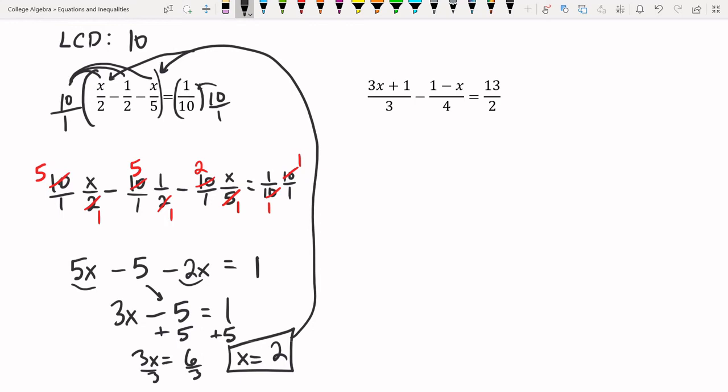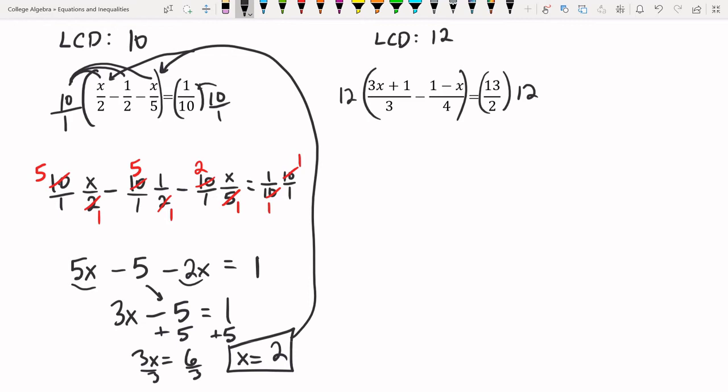Okay, let's do the same type of problem, or same method on the second problem. What's the least common denominator between 3, 4, and 2? Or in other words, what can 3, 4, and 2 all go into? They can all go into 12. I'm going to multiply everything by 12.